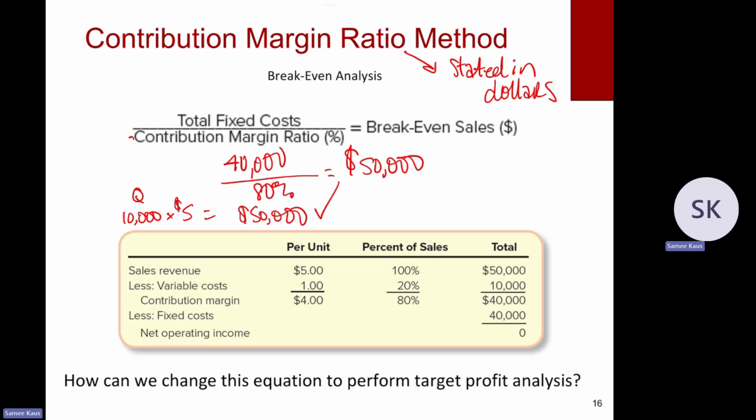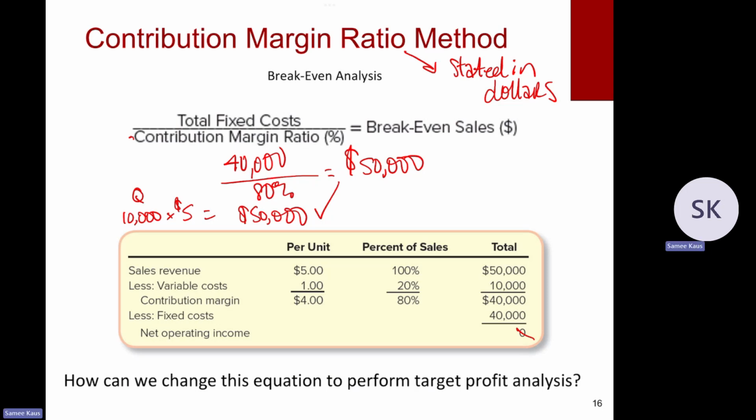And again, you can look at it in terms of how we can prove this out to say sales revenue, $5 per unit. Variable cost, $1 per unit. I have 40,000 in fixed costs. And the math on that will tell me that I have a net operating income of 0, which is a target profit of 0, which is where I break even.